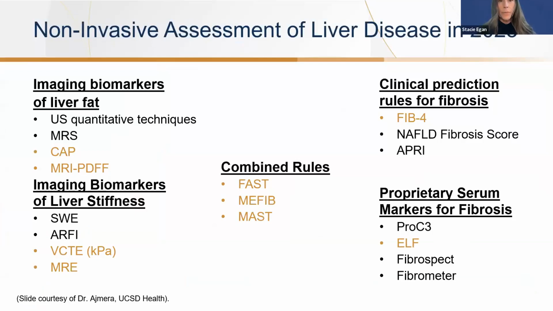So what we're going to start talking about tonight is non-invasive testing and how we can use this to effectively work our patients up for liver disease. So we've got a lot of options for non-invasive testing. We've got some imaging biomarkers of liver fat or steatosis. We can use ultrasound, MRS. We can get a CAP score from a FibroScan, and we can use MRI PDFF. So these are all good imaging biomarkers so that we can evaluate the steatosis a patient has in their liver.